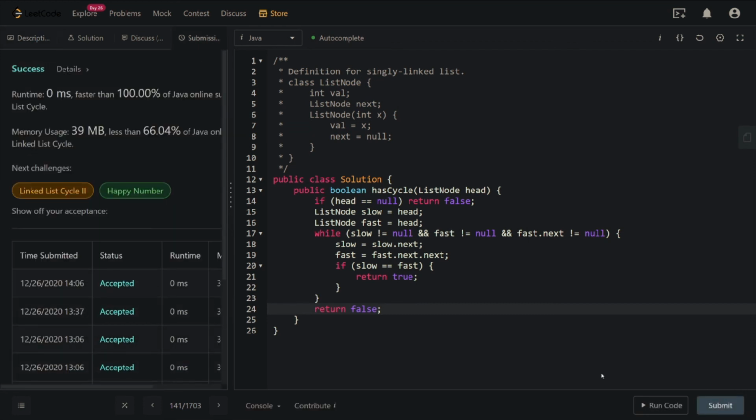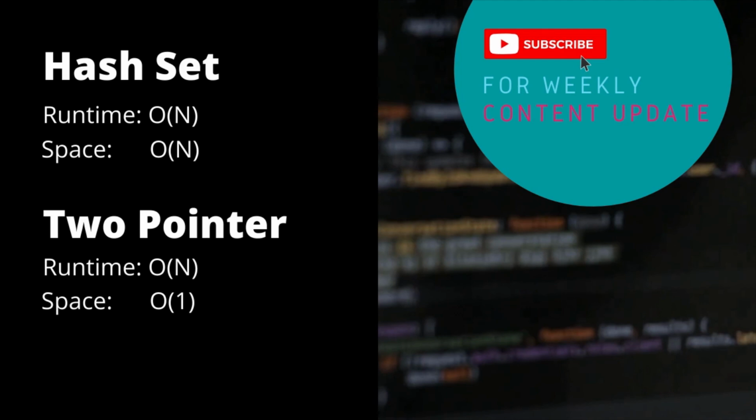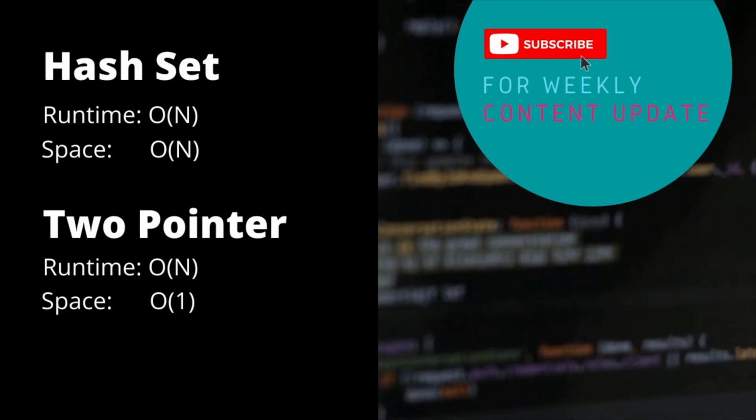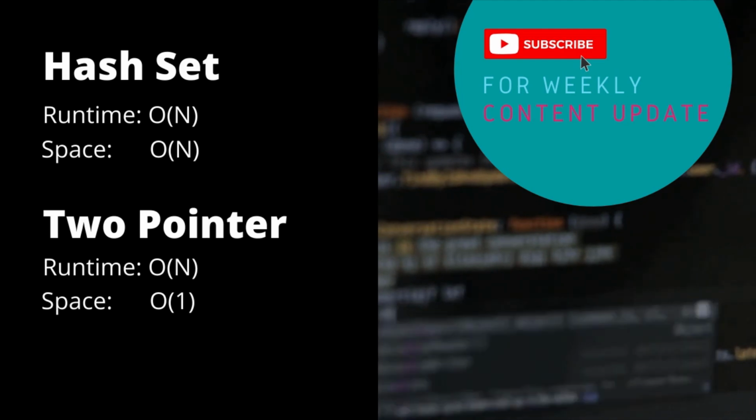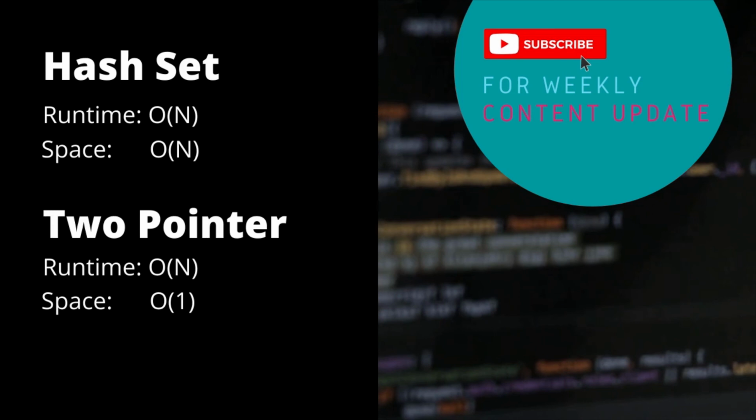Submitting our results, and here we go. And that is how we implement the linked list cycle detection problem. To recap, there were 2 strategies that we used. The hash set strategy that gave us a runtime of O(n) and space complexity of O(n), not a bad solution. And then there's the two-pointer algorithm, which gave us a runtime of O(n) and a space complexity of O(1) by only utilizing 2 pointers.